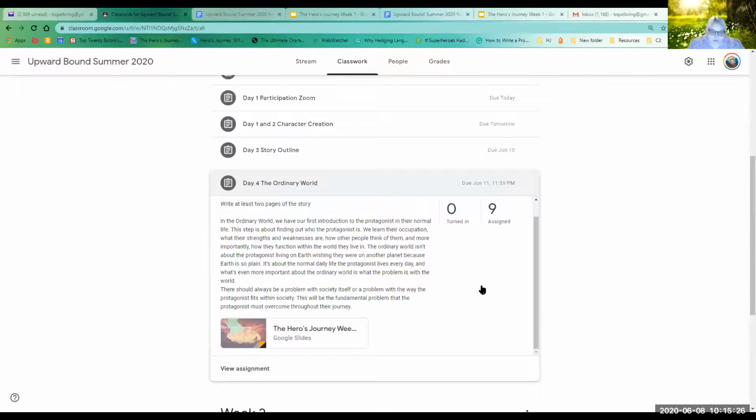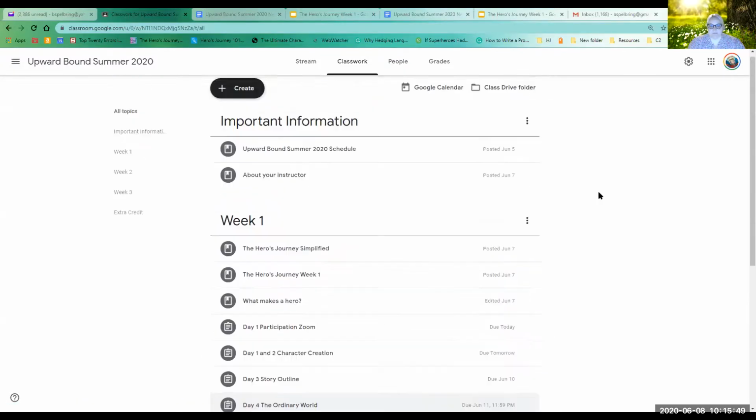And what's even more important about the ordinary world is what the problem is with the world. So we need to show a very clear contrast between the ordinary world they live in and later the unknown world they enter. And so it's really important that you paint a clear picture of the ordinary world so we can see that contrast very deeply.